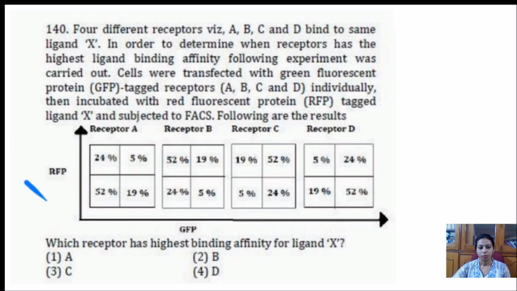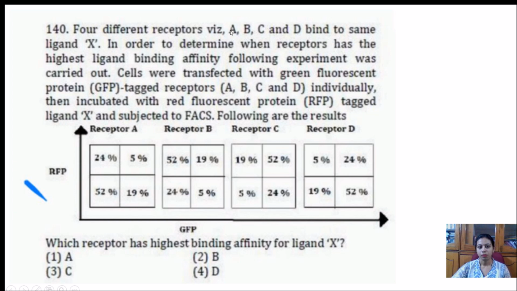Okay, so to discuss this, I will be discussing the FACS. What actually is FACS? FACS is sorting of cells with the help of fluorescent light or fluorescent protein. So the question is like this: 4 different receptors A, B, C, D bind to the same ligand X, and in order to determine which receptor has the highest ligand binding affinity, the following experiment was carried out.